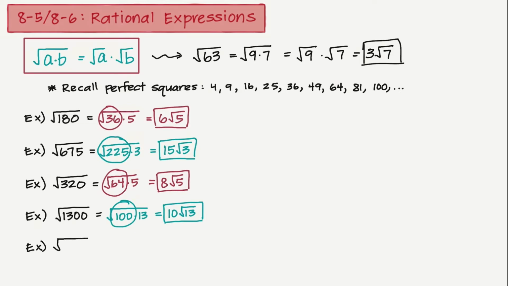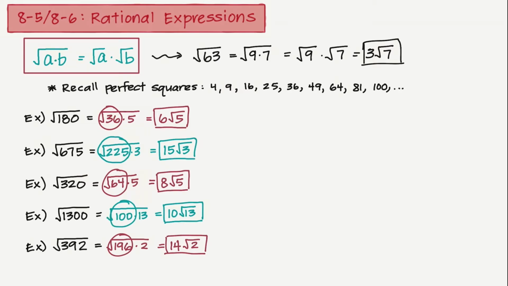Let's do one more like this. Let's do the square root of 392. So going back to the perfect squares that I memorized, this is the same as 196 times 2. Square root of 196 is 14, so my answer is 14 radical 2.